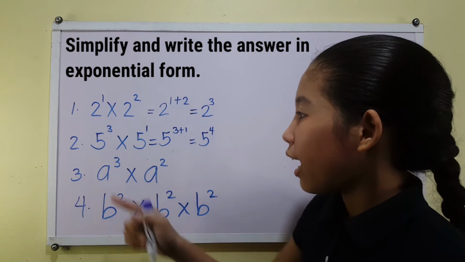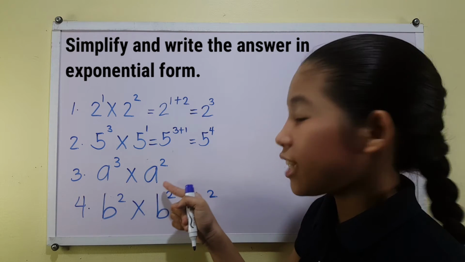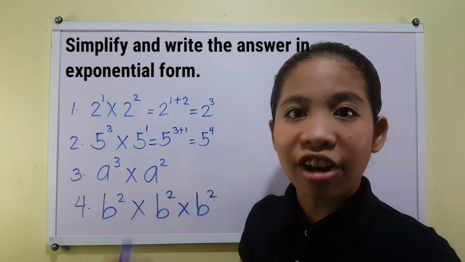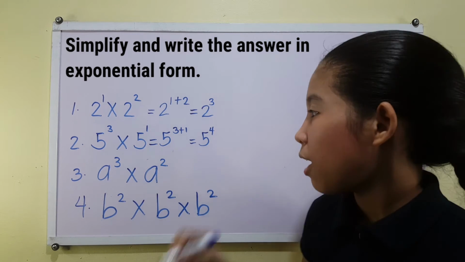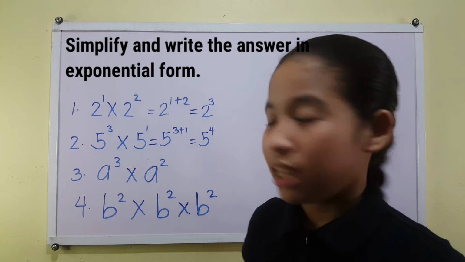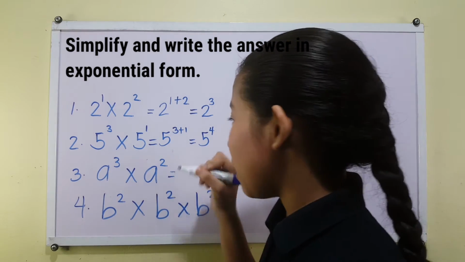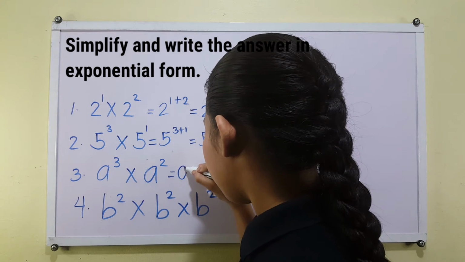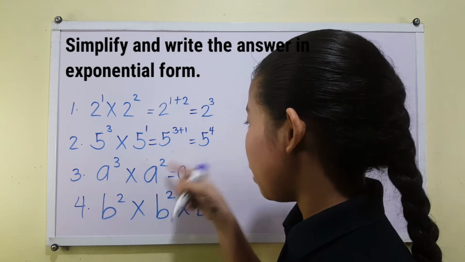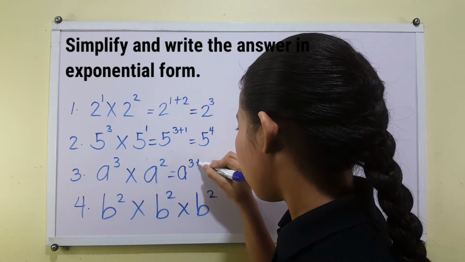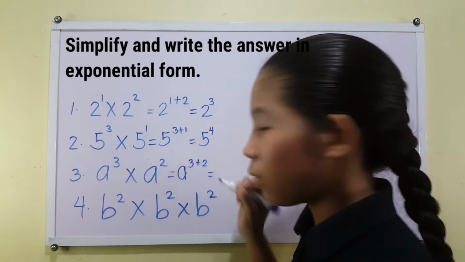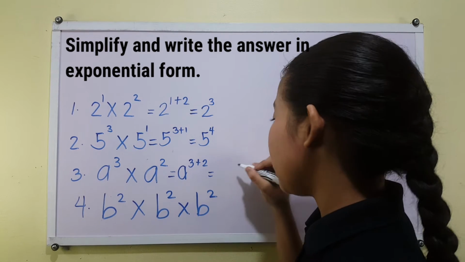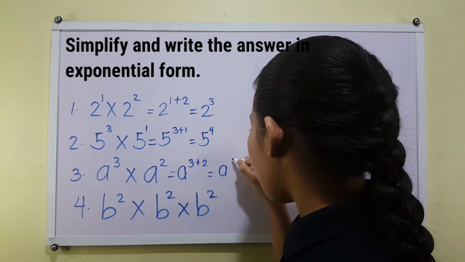Now we have a cubed times a squared. As you can see, instead of base numbers, they are base variables. But it's still easy. Copy the same base, which is the letter a. And 3 plus 2 is equal to 5. So our final answer for the third example is a to the power of 5.